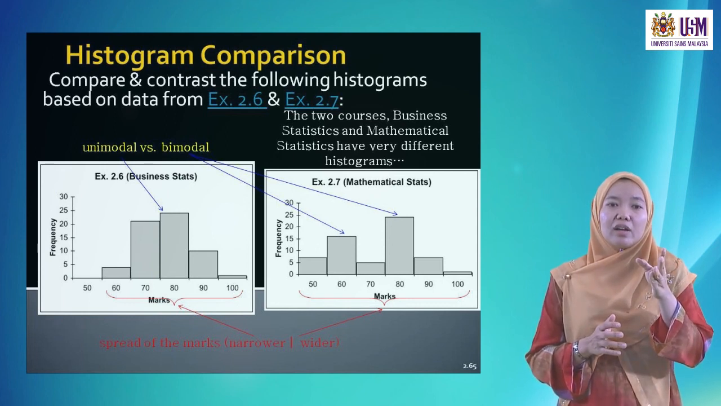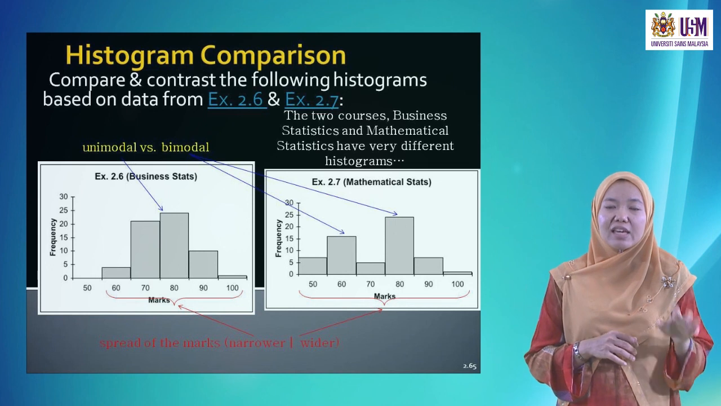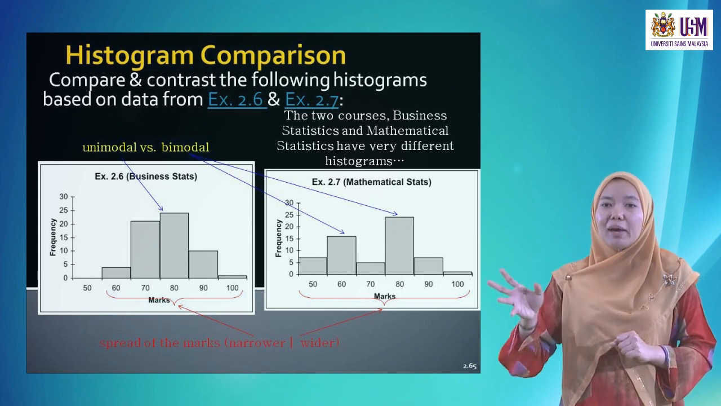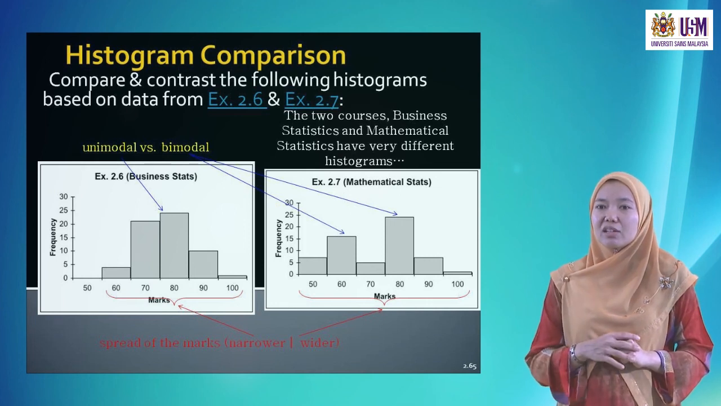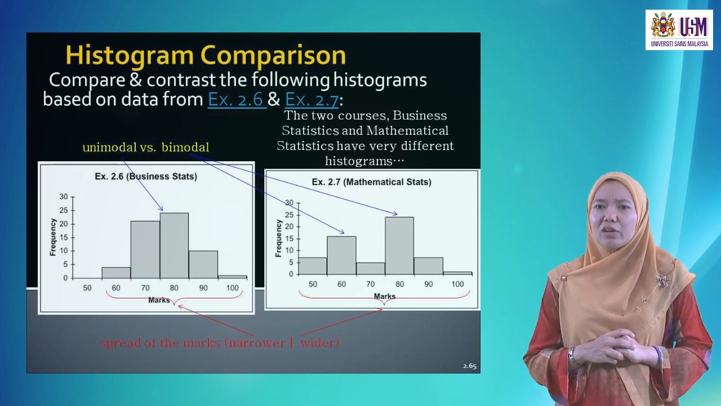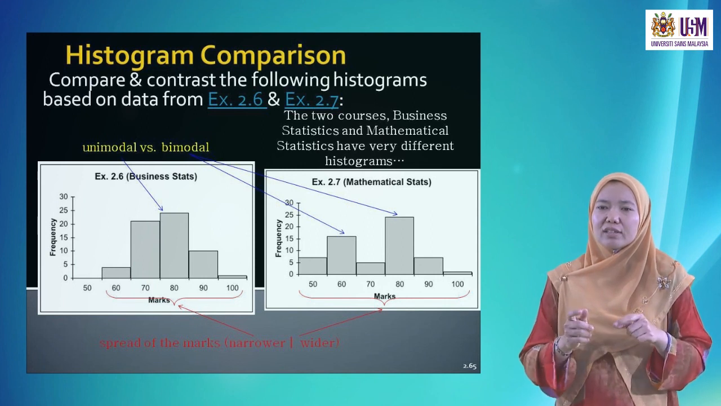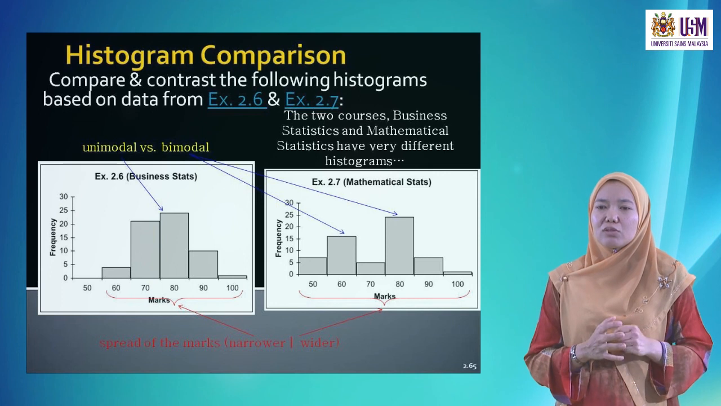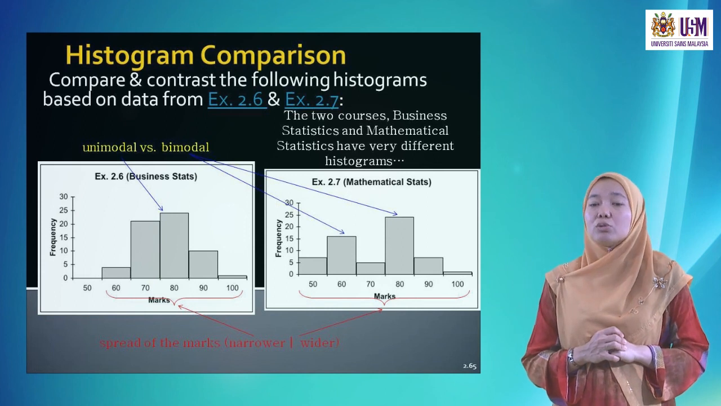between 70 to 90 marks, the bulk of them. There are those who score very poorly and one or two who score very well. Compare that with example 2.7 for the mathematical statistics course, where instead of having one mode, it has a bimodal histogram, and you see the distribution of marks looks weird. You have quite a number of those who get less than 70, and then you have those who get 80 to 90, and surprisingly very few who score the average mark between 60 to 70.